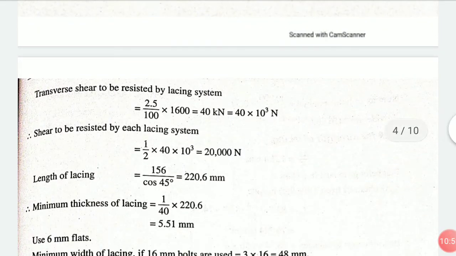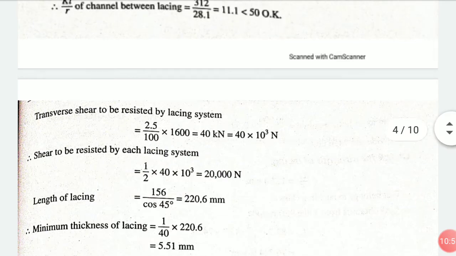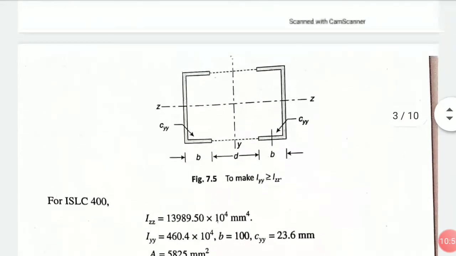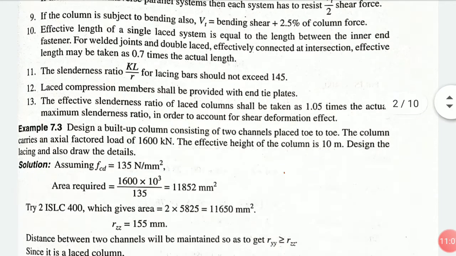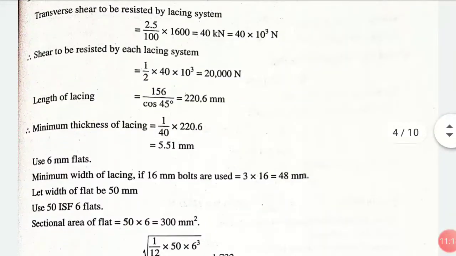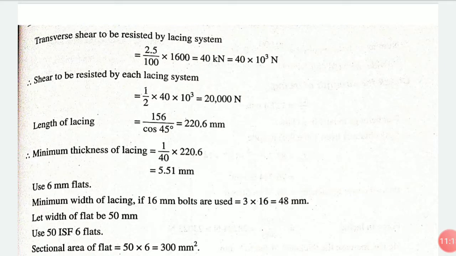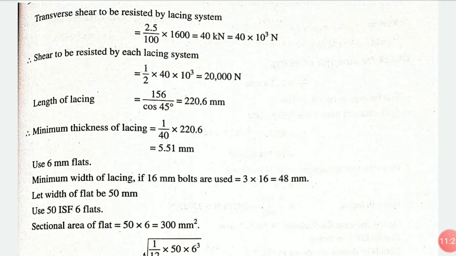Next, transverse shear to be resisted by the lacing system, that is 2.5% of axial load. Check the point here, design step. Eighth one, the lacing shall be designed to resist transverse shear of 2.5% of axial force. So 2.5% of 1600 kilonewton, that is 40 kilonewton, it has to carry. Since it is a double lacing system, on face A and on face B we are to carry. So for the length of the lacing, the inclined length of the lacing, again I can use the triangle, and I have calculated the inclined length of the lacing.